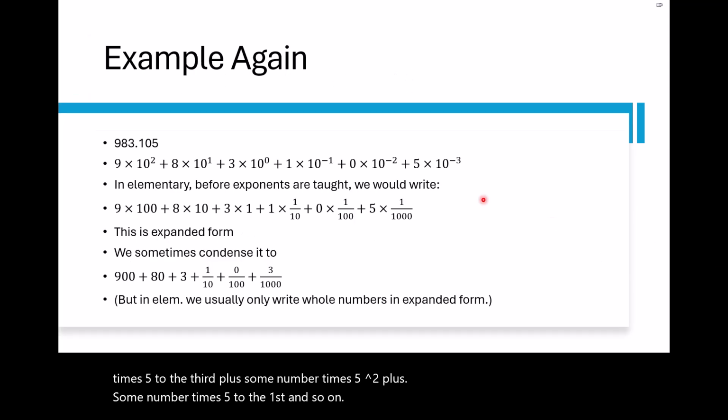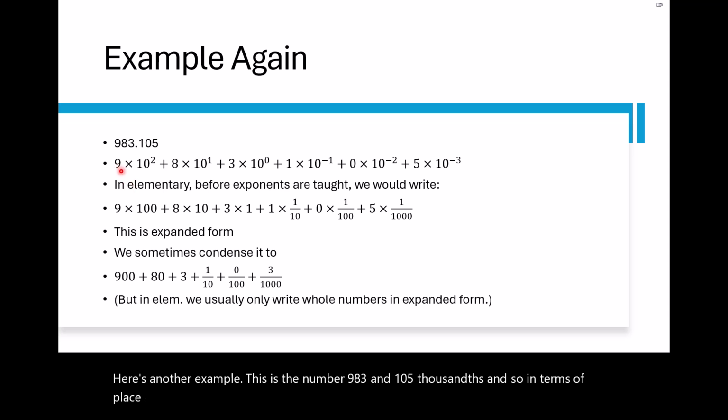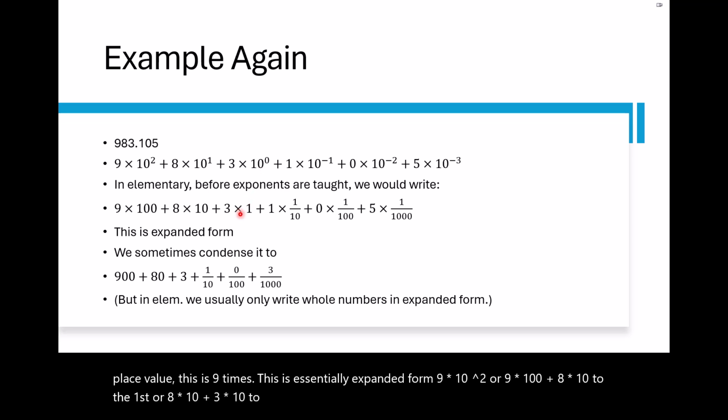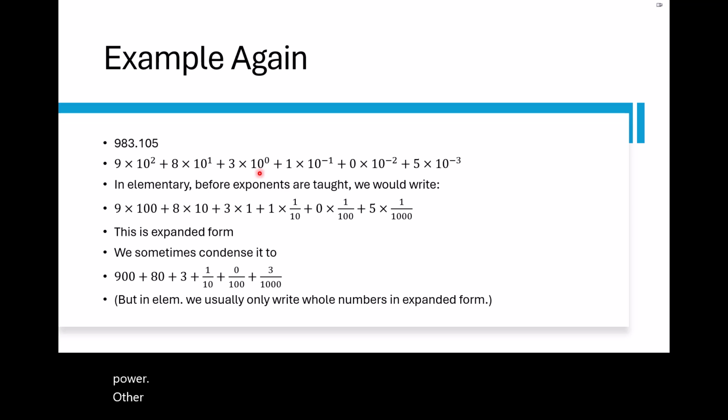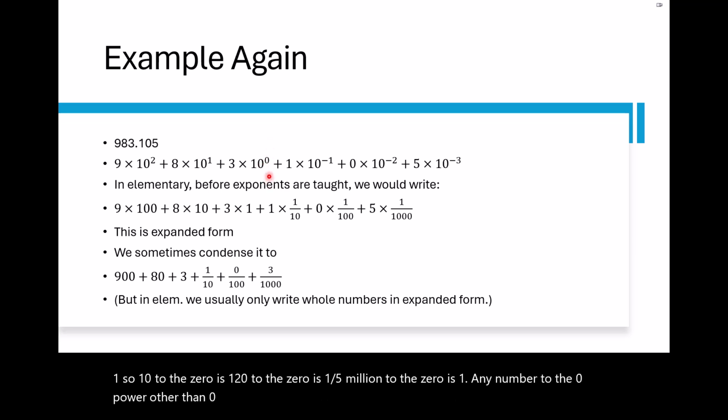Here's another example. This is the number 983 and 105 thousandths. And so in terms of place value, this is essentially expanded form: 9 times 10 squared, or 9 times 100, plus 8 times 10 to the 1st, or 8 times 10, plus 3 times 10 to the 0, or 3 times 1. Remember, any number to the 0 power other than 0 is 1. So 10 to the 0 is 1. 20 to the 0 is 1. 5 million to the 0 is 1. Any number to the 0 power other than 0 is the number 1.